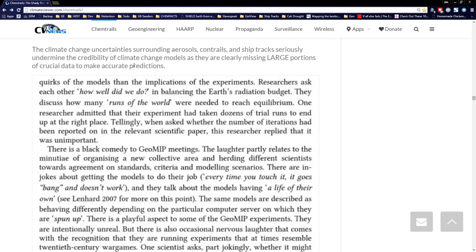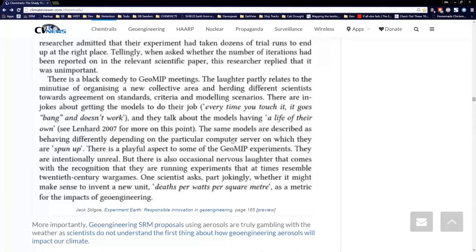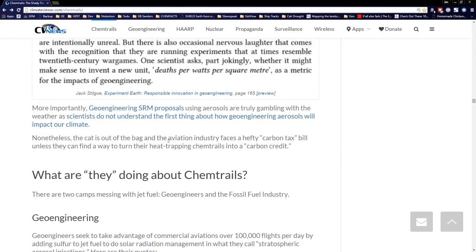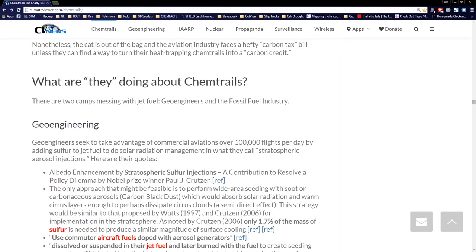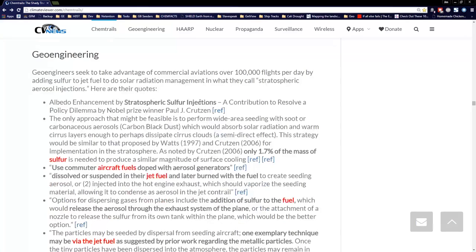And here we have that these climate models are pretty unpredictable. They said that every time you touch it, it goes bang and doesn't work. These models seem to have a life of their own, and that's because they really don't account for aerosols or clouds at all in those models. So that's a bad thing. What are they, quote, doing about chemtrails? Now, there's two camps. There's geoengineers talking about using sulfur in planes to cool the planet from airplanes, you know, commercial aircraft. And then the other camp is the oil industry that wants to use biofuels to try to keep themselves from getting carbon taxed out of the sky.